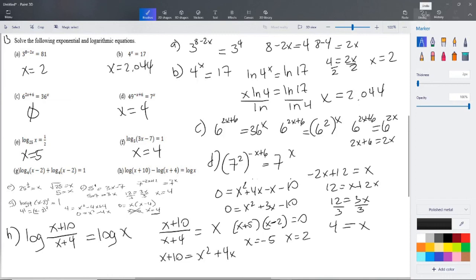Once again, we go back to the original here and we put in these values. Would it produce a negative anywhere? If I put 2 in, 2 plus 4 is 6. 2 plus 10 is 12. 2 is a good value. Negative 5. Negative 5 plus 4, oh, that would be a bad value because negative 5 plus 4 makes negative 1. So this, again, is a value we cannot consider. So the only answer then is going to be that 2.